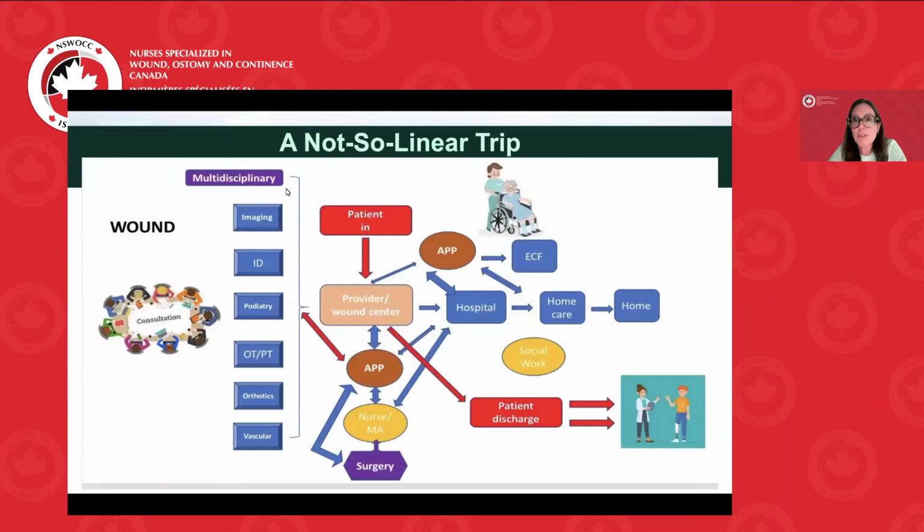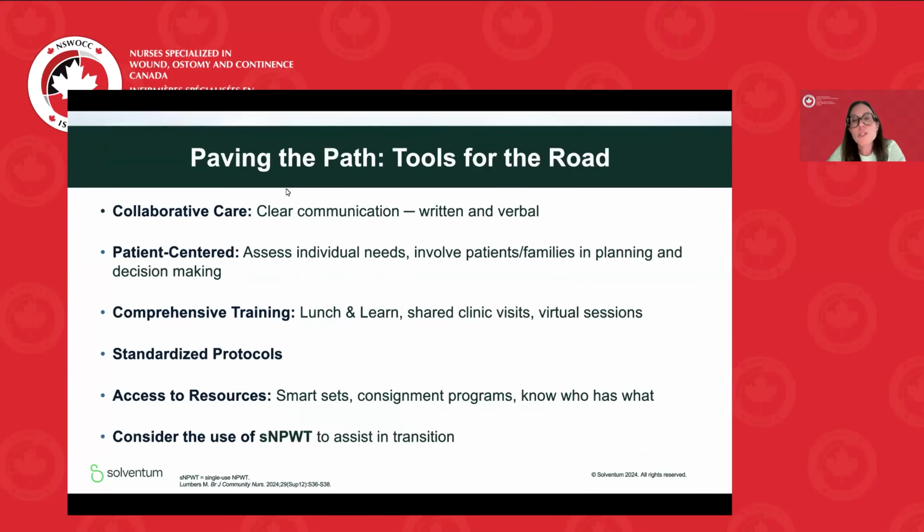So this is the linear path that most of my patients travel. I put this slide in almost every talk that I give, simply because it does demonstrate the systemic complexity that we deal with, right? So our patients are in and out of the hospital, they're back and forth. So we really need to make sure that as a team, we're collaborative. We communicate clearly, both written and verbal.